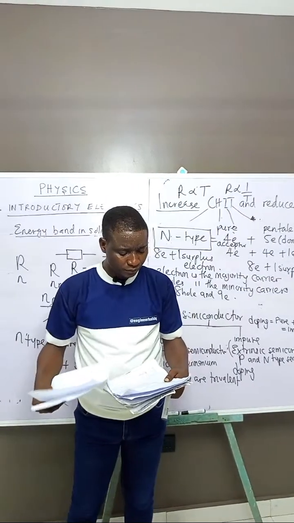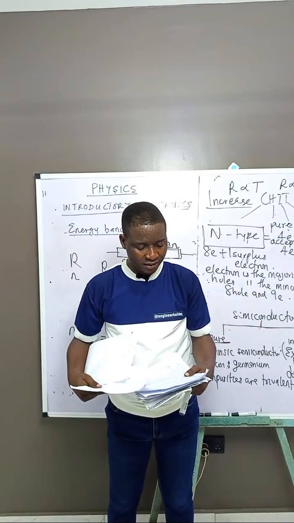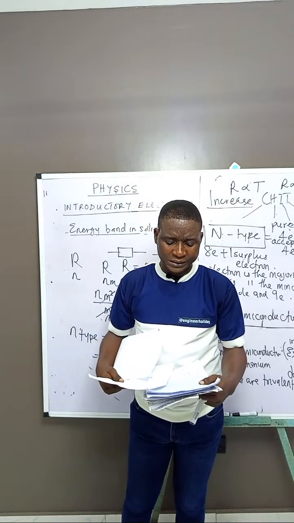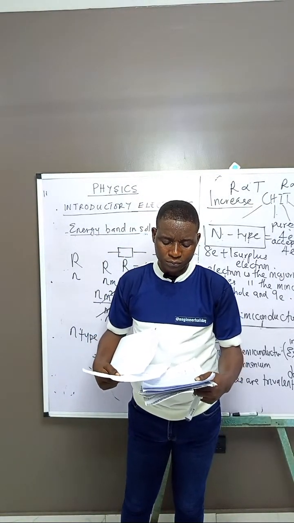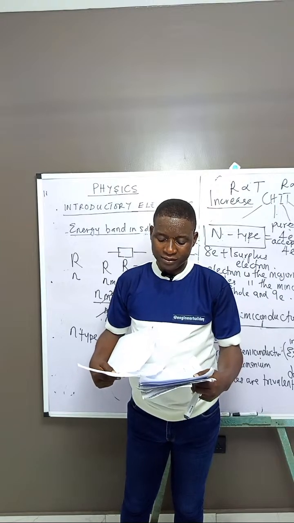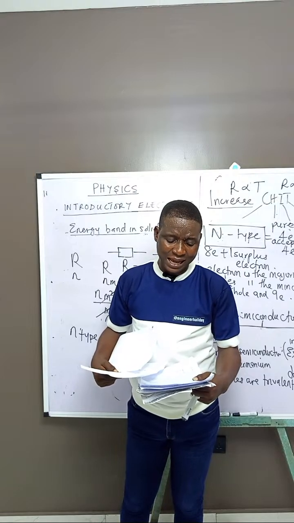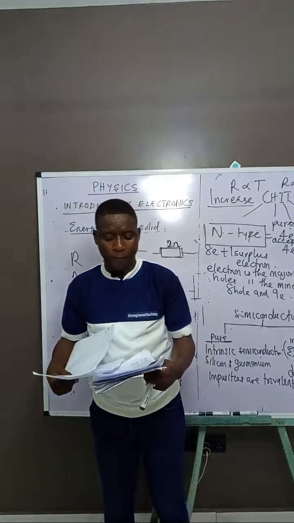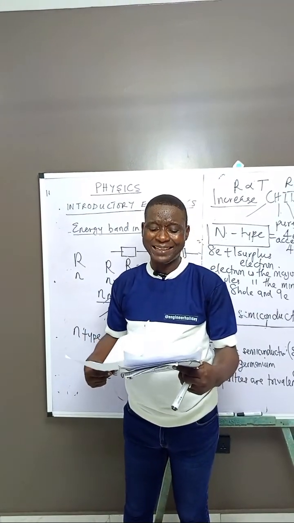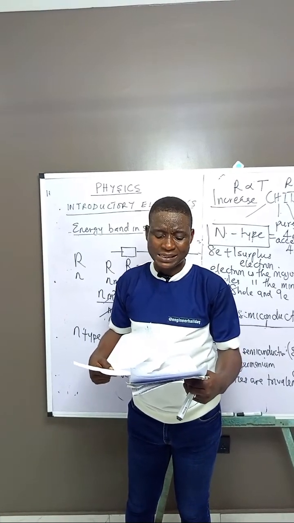Number 7 and 8. A silicon material is doped with an element of a certain group, and an n-type semiconductor is formed. The most likely group of the element is dash.